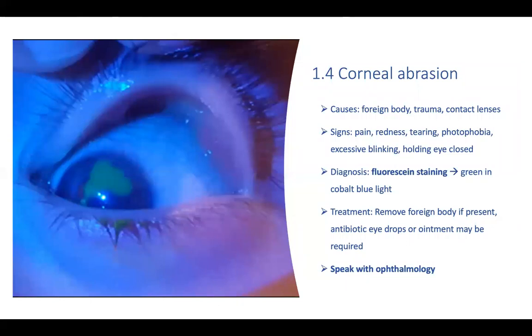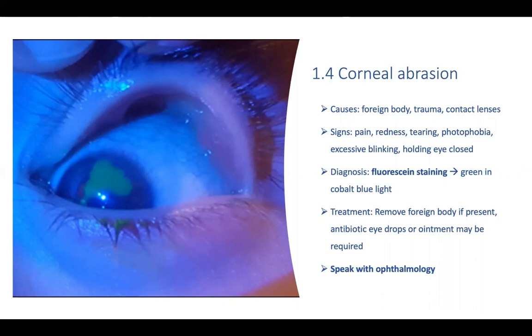Corneal abrasions are frequently seen in pediatrics A&E. Causes commonly include foreign bodies, trauma, and inserting or removing contact lenses. Signs include pain, redness, tearing, photophobia, excessive blinking, or holding the eye closed. If the abrasion involves the central part of the cornea, vision could also be temporarily affected. Diagnosis is reached with fluorescein staining.